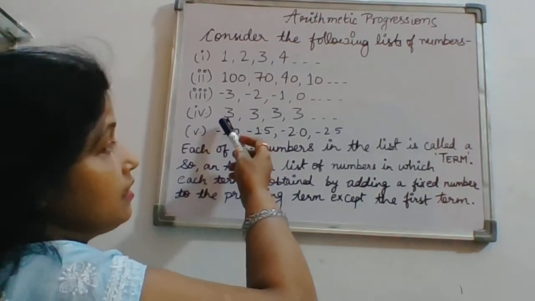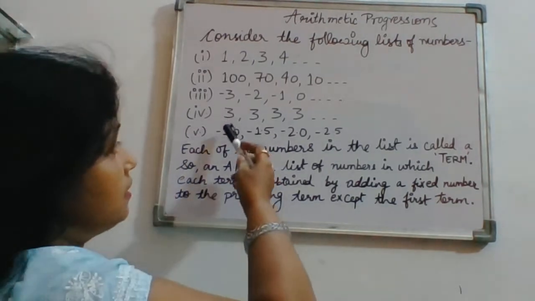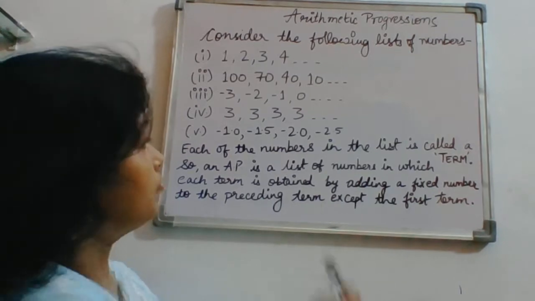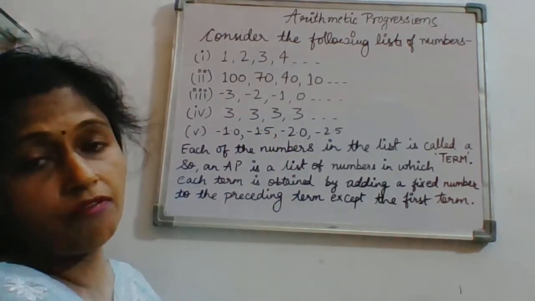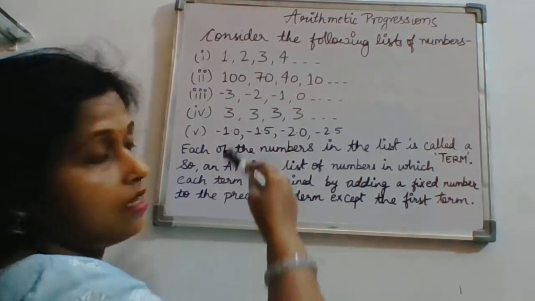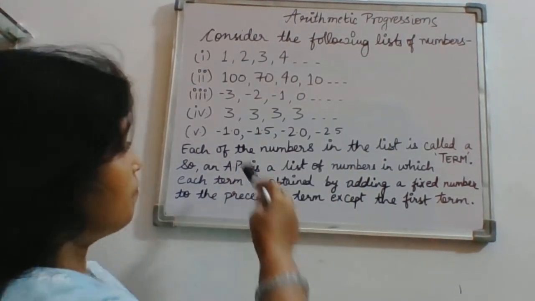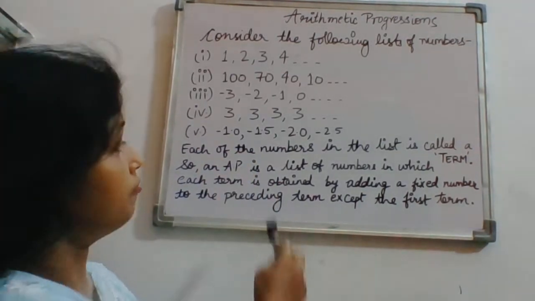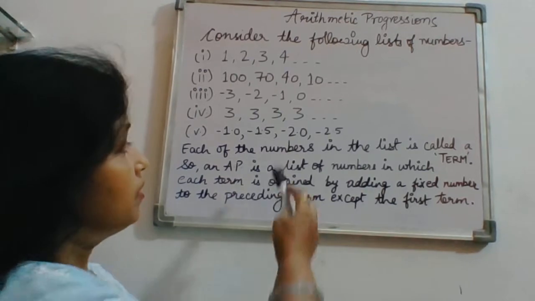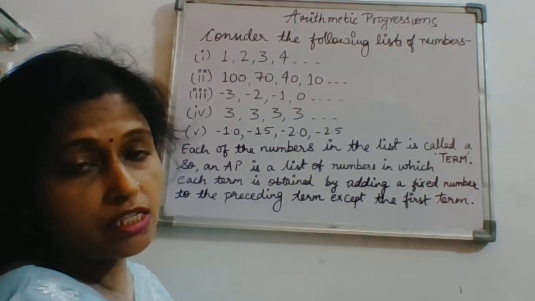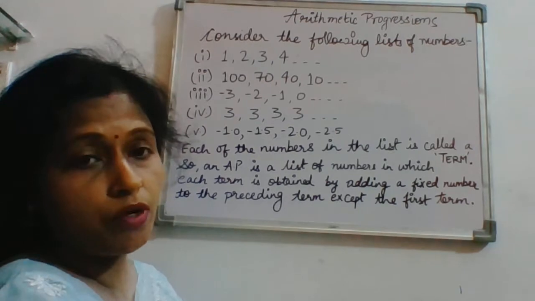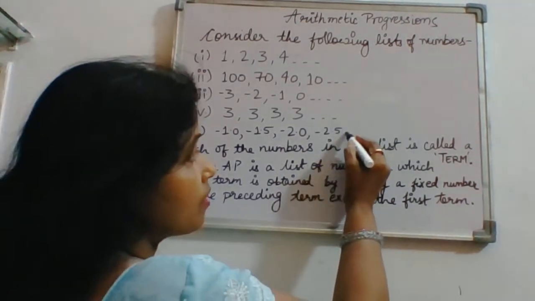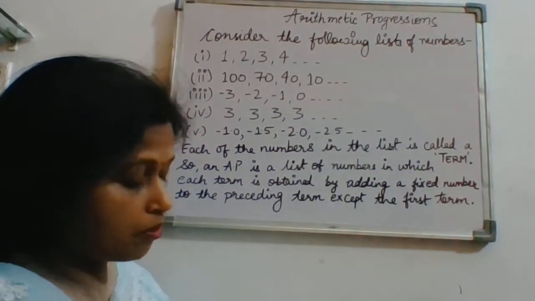Similarly, this is also following a pattern: 3, 3, 3, 3, 3. That means in 3, if we are adding 0, we will get 3. Then again in this 3, if we add 0, we will get 3, and this continues. Okay. Minus 1, if we add minus 0.5, we will get minus 1.5. Then minus 2, if we add minus 0.5, we will get minus 2.5. Again, this will be continued, and we can find an infinite number of terms.